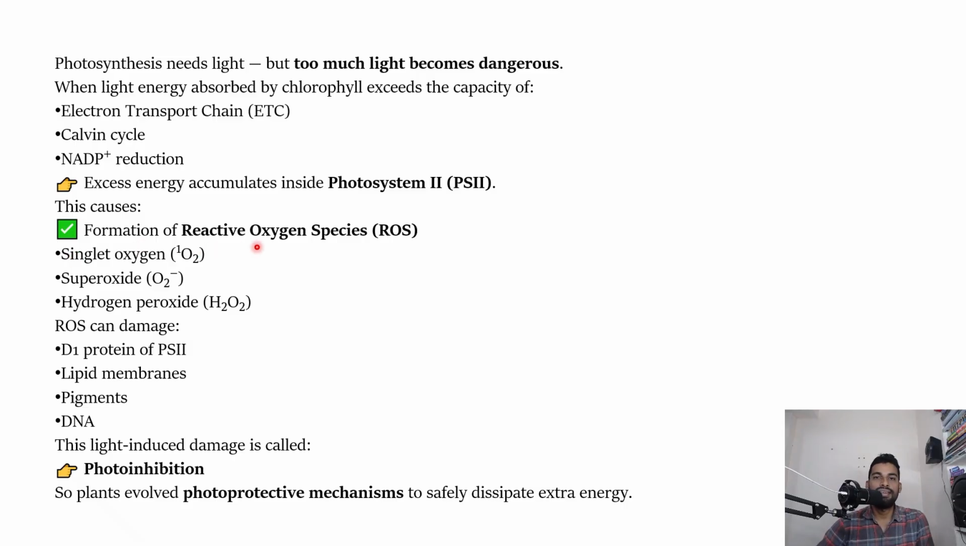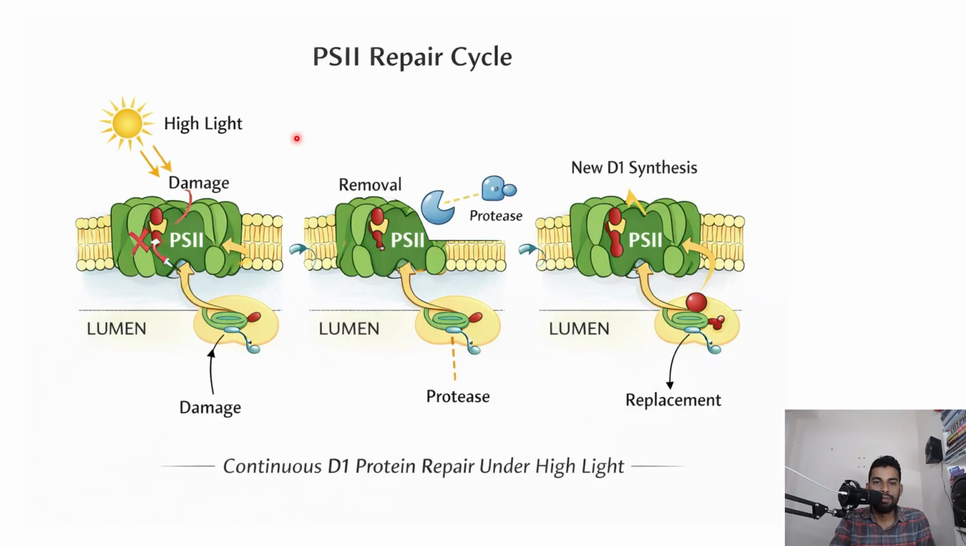So this creates ROS, okay? That is singlet oxygen, superoxide, hydrogen peroxide. This ROS can damage the D1 protein of photosystem II, lipid membranes, pigments, and DNA. This light-induced inhibition is called photoinhibition. So plants evolved photoprotective mechanisms to safely dissipate extra energy. Let us see simply how this repair cycle happens.